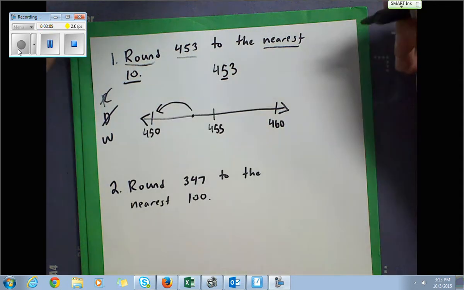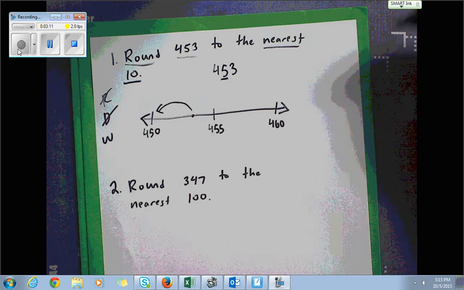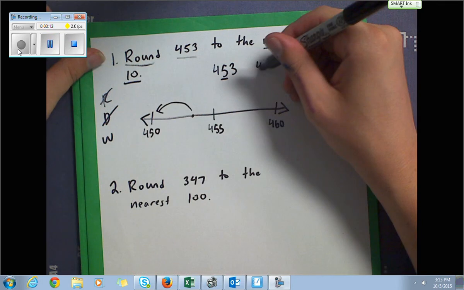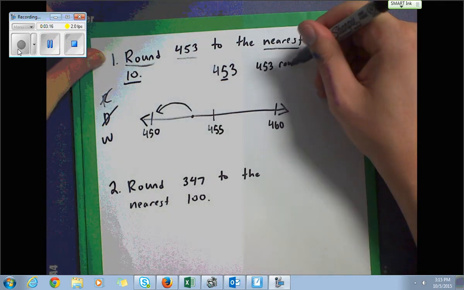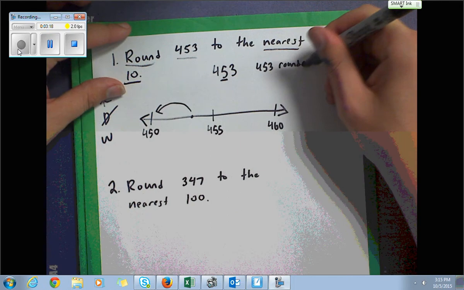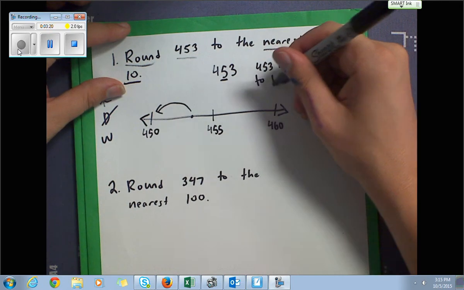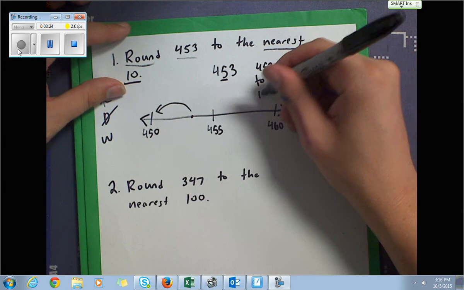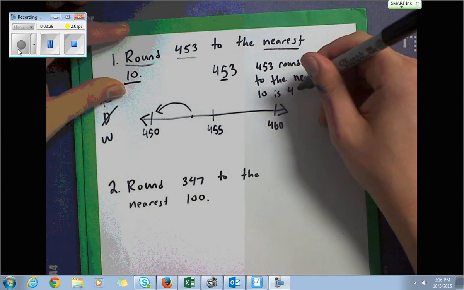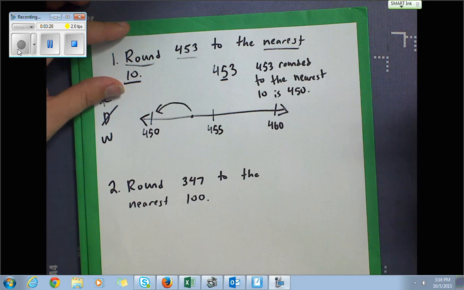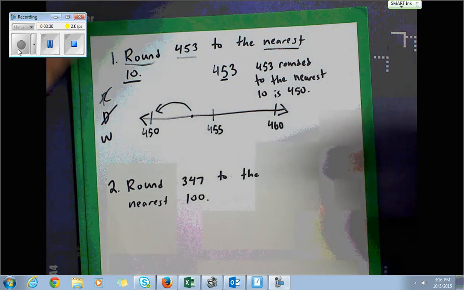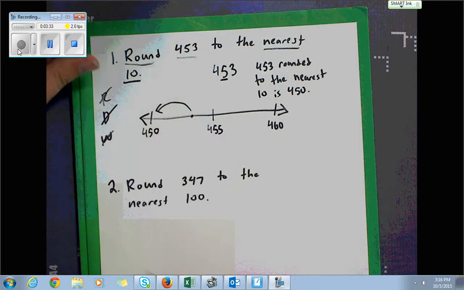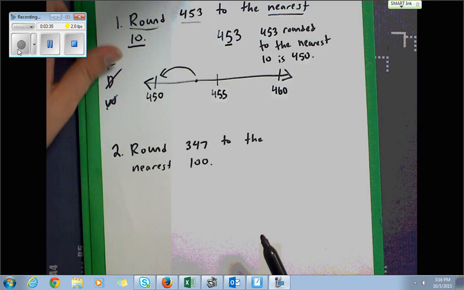For my W, my written response, just make sure to use math language. I can say something like 453 rounded to the nearest 10 is 450. And that's essentially the process, called RDW. Okay, let's do it one more time, but this time let's round to the nearest 100.